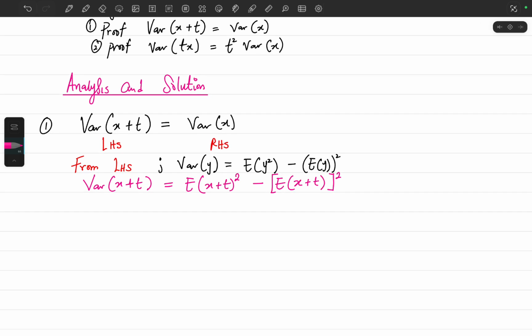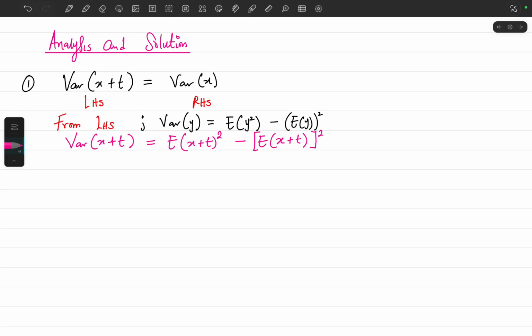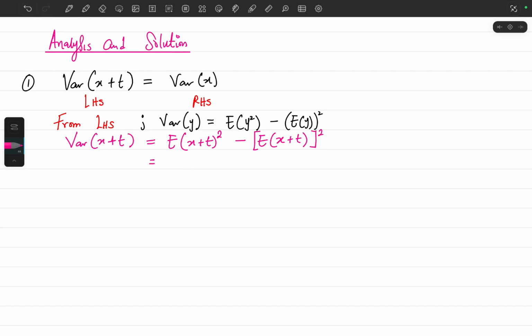Now that we have that, we can continue to solve. We want to open this bracket, flip it all open, and that will produce the bracket of x plus t times x plus t. Then minus, we open this bracket, and we get the expected value of x plus the expected value of t, and then we keep that and square it out.